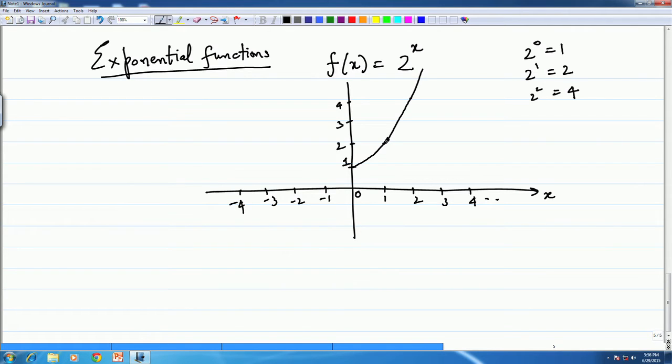Okay. Now, what happens for x less than 0? Again, it is going to be smooth. 2 power minus 1 is going to be 1 by 2, half. 2 power minus 2 is going to be 1 by 4, which is a quarter, etc. And if you extrapolate and plot like this, it will once again be a smooth function, and it will look like that. Okay, it will go off like this. That is how 2 power x looks.